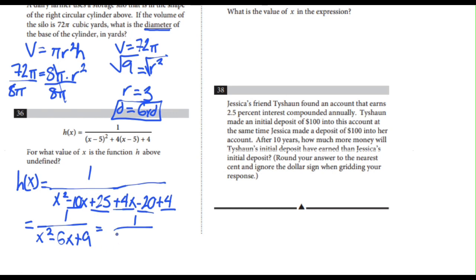When we factor this out, we're going to get that x squared minus 6x plus 9 factors out to be x minus 3 squared. And here, in order to make the denominator 0, x must be equal to 3. So for what value of x is h undefined? 3. When x equals 3, h of x is undefined because the denominator equals 0.